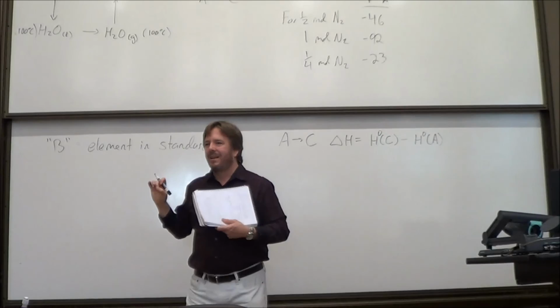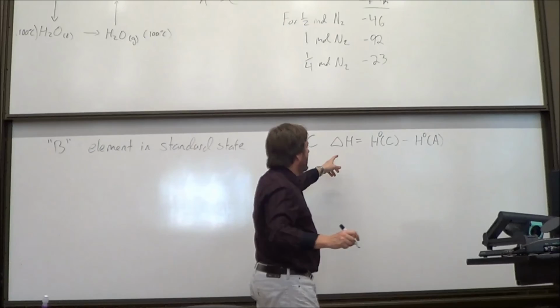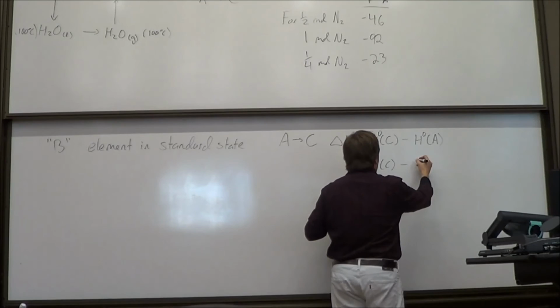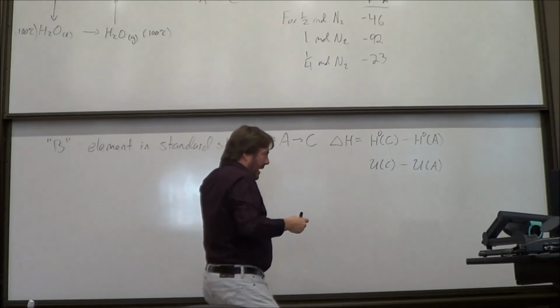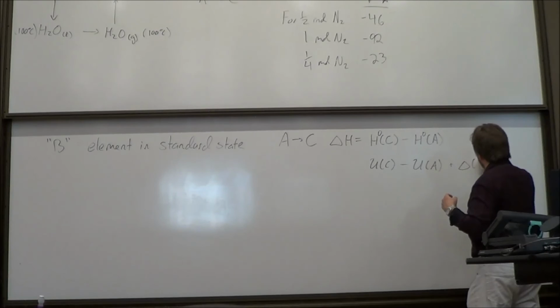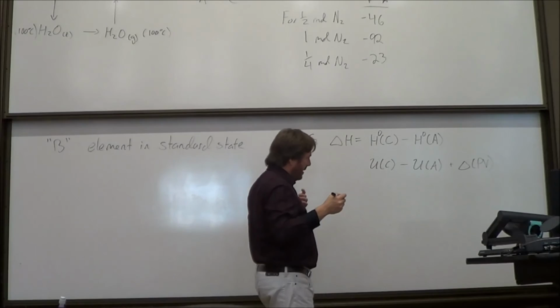Now, it doesn't seem like it would be all that hard, because I know what the U of something is, and we've been doing U for a long time, right, by equipartition theorem. And then this would be delta H, and then I'd have to add delta PV, and this would be done at constant pressure, so this would be P delta V, but anyway, I'm not going to worry about that.